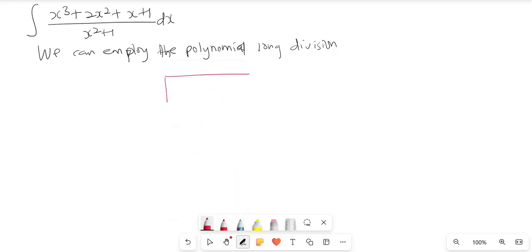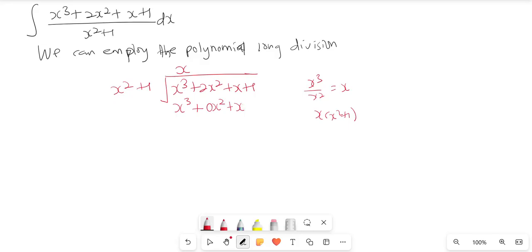So we have our function in here, x cubed plus 2x squared plus x plus 1 divided by x squared plus 1. To do that, take the first term, x cubed, and divide by x squared, which gives you x. Put that here, x. Then you multiply x by x squared plus 1 again. That will be x cubed, I'm sorry, plus 0x squared, because there's no x squared term here, plus x times 1, which is x.